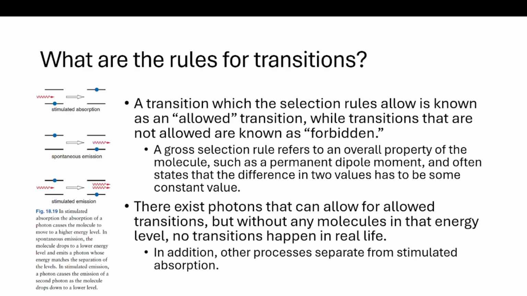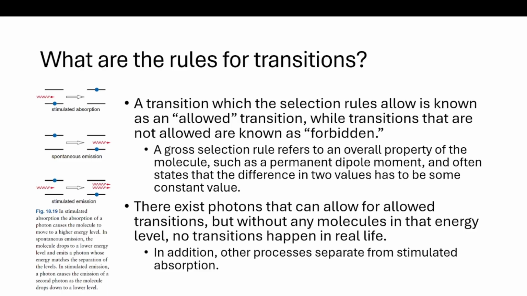Now, there have to be certain rules for these transitions. I mean, molecules can't go willy-nilly all over the place and transition wherever they want. No, they have to transition to proper energy levels based on where they are now. And there are two specific types of transitions: allowed and forbidden transitions. And selection rules tell us, hey, is this transition allowed or forbidden?